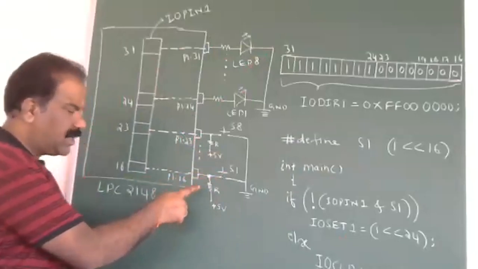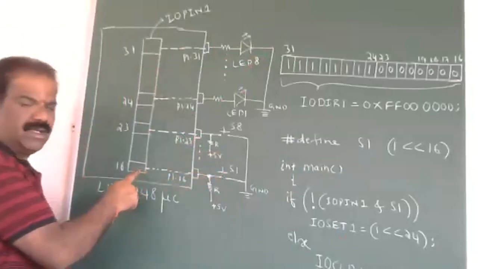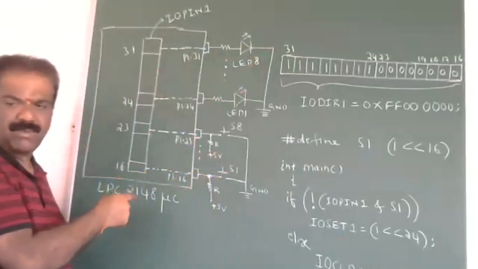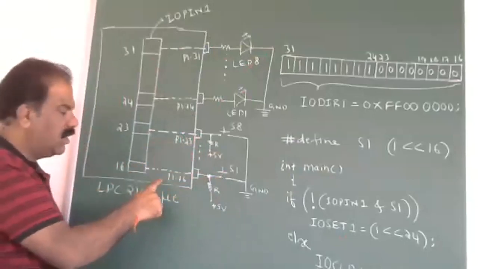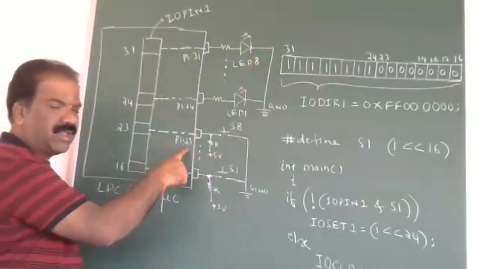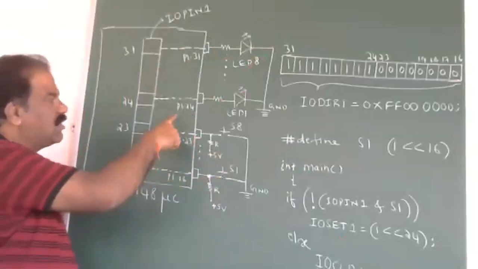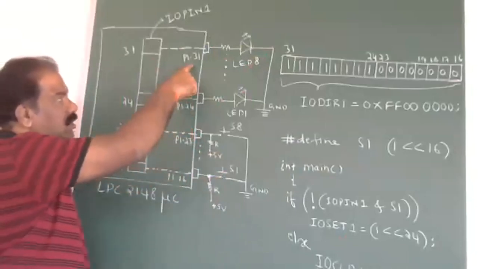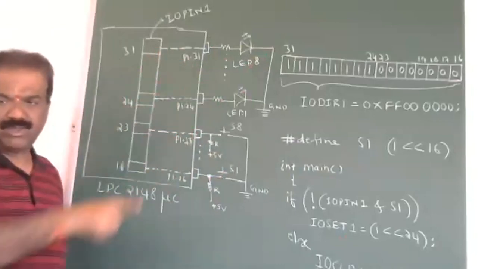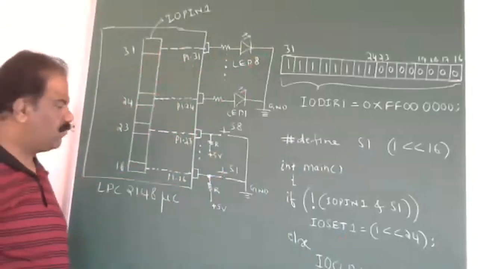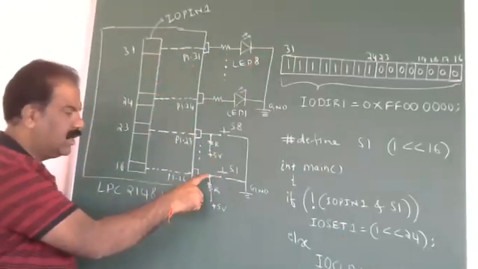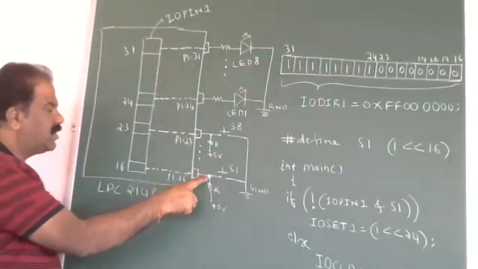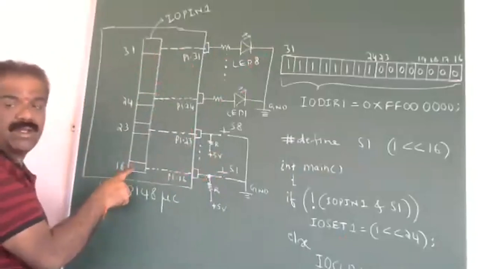Suppose you configure the pin as input, because we have to configure P1.16 to P1.23 as input, and we have to configure P1.24 to P1.31 as output using the IO direction register. Now what happens? By default the switch is open. What is the potential here? High. Therefore, immediately this information comes to the IO pin register.